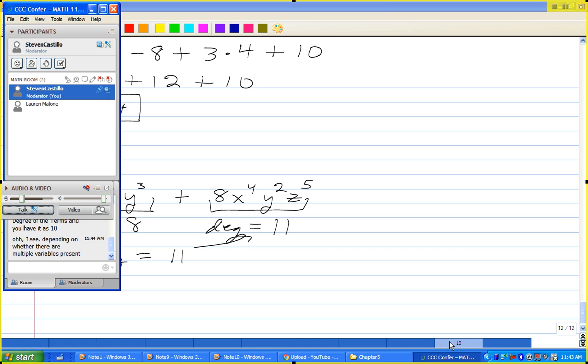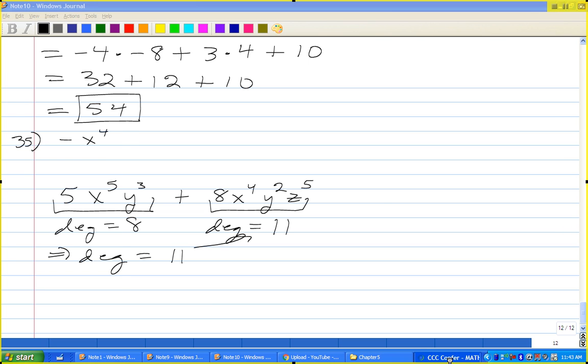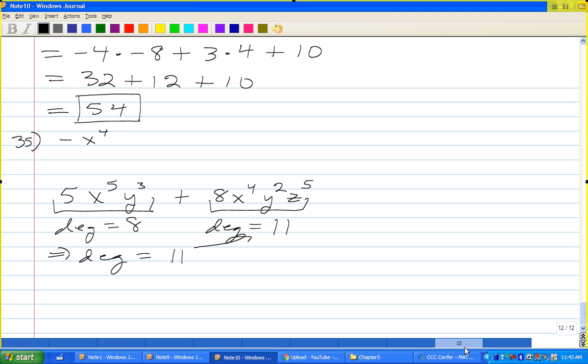It's not as obvious when you have more than one variable. When you just have one variable, you just look at the highest power, and it's easy. Whereas here, when you have more than one variable, it wasn't so obvious that the degree was 11. So in one variable, it's easy. For multiple variables, you have to worry about a little bit more.